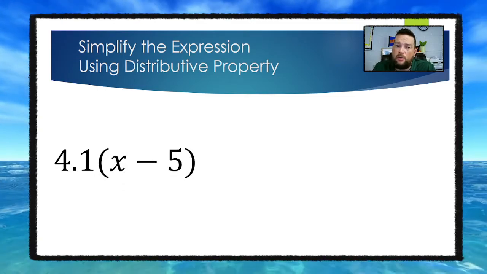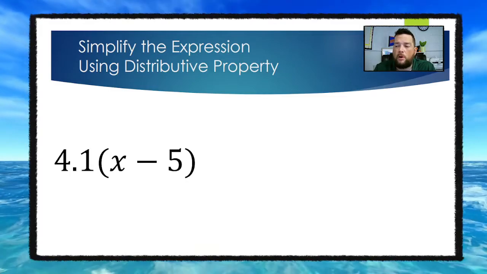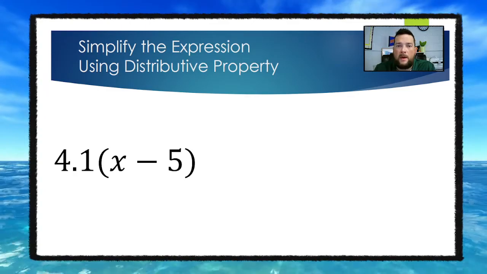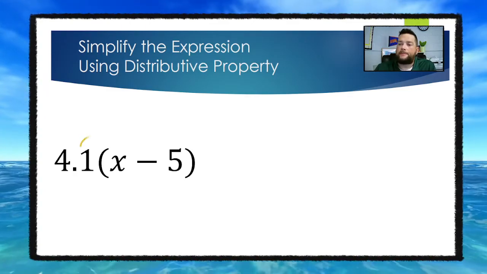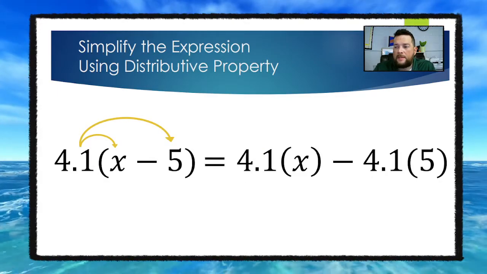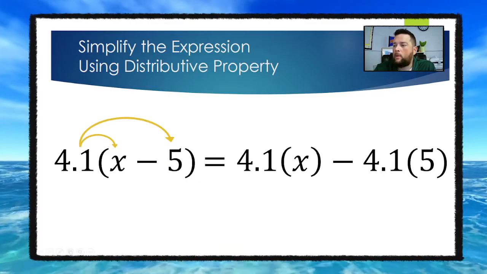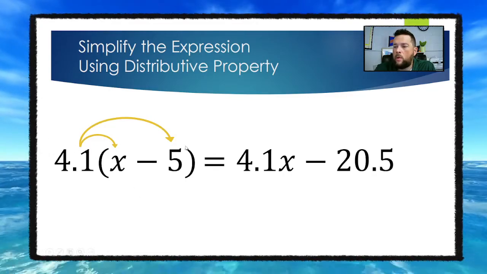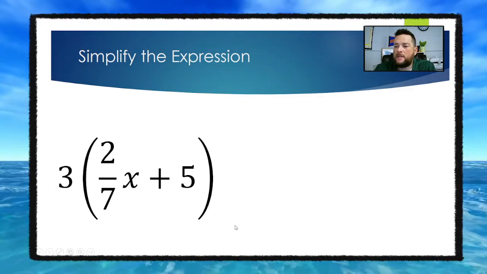I know there's decimals, but it's just a decimal. It's just a decimal being multiplied by the variable and then multiplied by a constant right there. Again, we distribute the multiplication of the 4.1 times the x and the 4.1 times the 5, just like that, and then we can simplify it on down. 4.1 times x is 4.1x, and then 4.1 times 5 is 20.5. All right? Try this one.